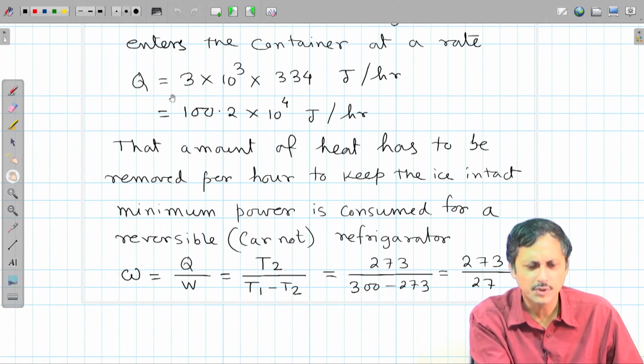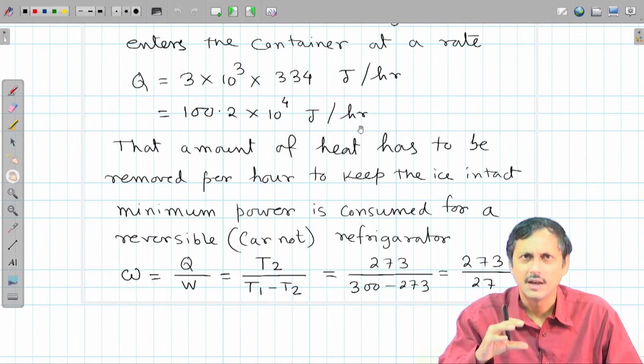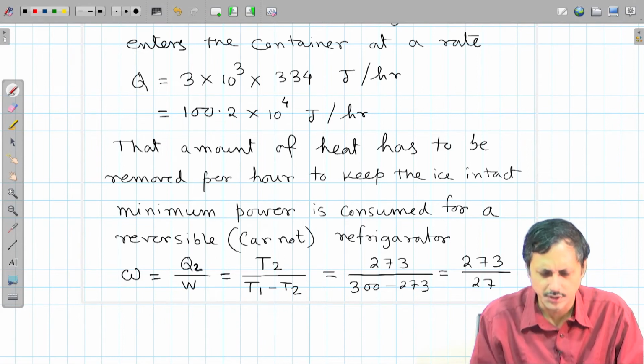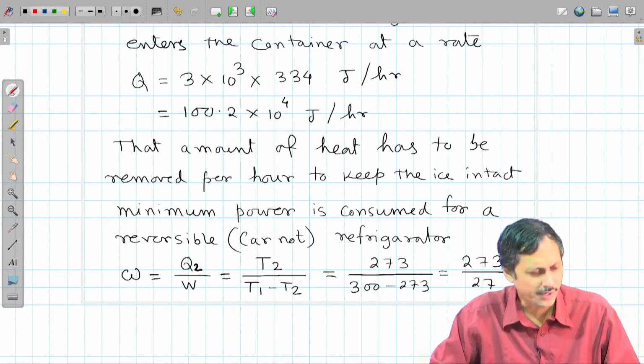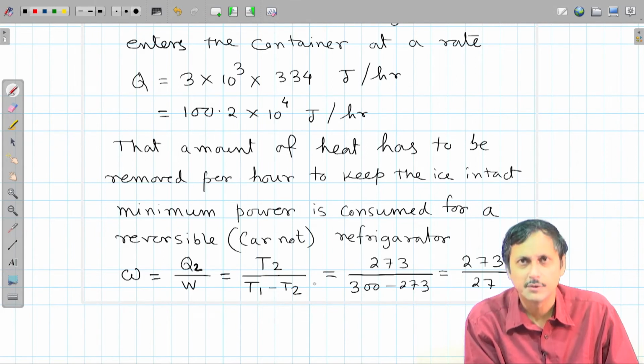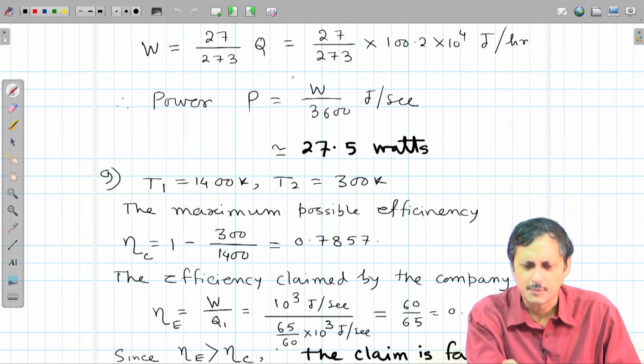So, the Q is given, Q is 100.2 into 10 to the power 4 joules per hour. So, this amount of heat has to be removed, right. So, actually I should write Q2 here, then it will be easy for you, right. Q2 by W, right. Now, what we have to do is we have to compute W, which is Q2 into 27 divided by 273. So, if I put that, this is my work done per hour.